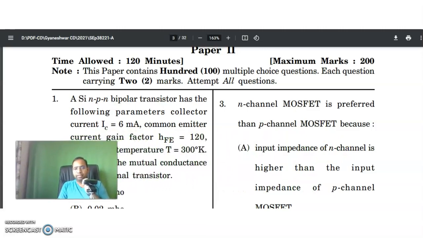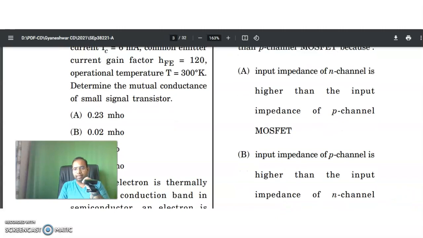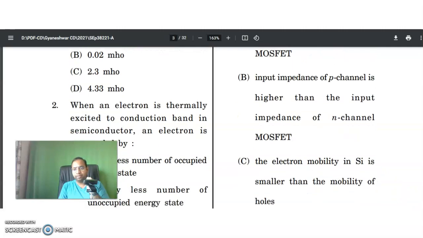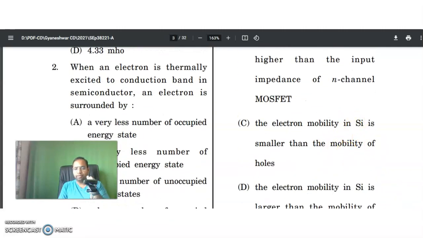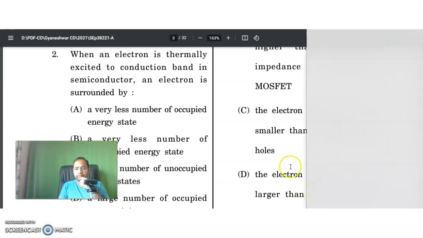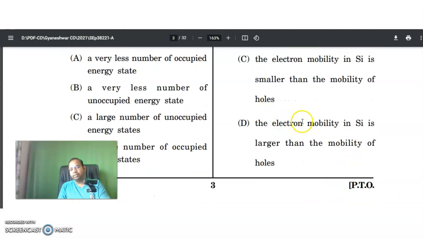Here they mentioned that N-channel MOSFET is preferred over P-channel MOSFET. Because what? Few points are given here. Input impedance of N-channel is higher than the input impedance of P-channel. Next, input impedance of P-channel is higher than the input impedance of N-channel. Electron mobility in silicon is smaller than the mobility of holes, and electron mobility in silicon is larger than the mobility of holes. That is what they mentioned here. Just a minute, guys. These are the options, and from these options, what might be the correct answer?